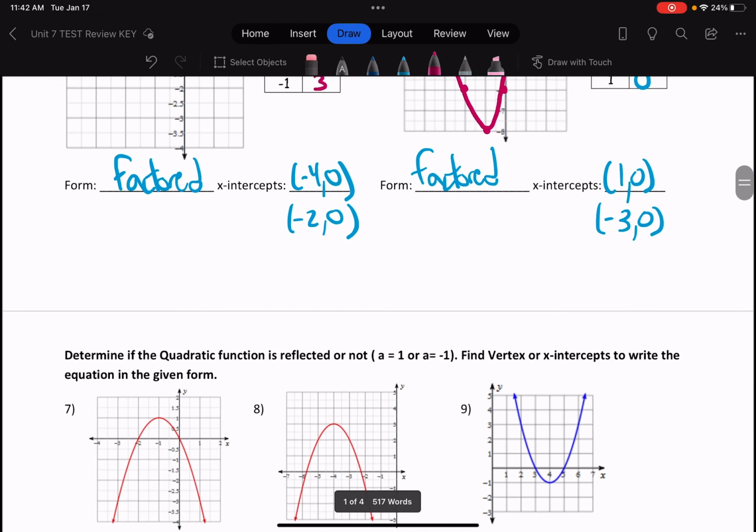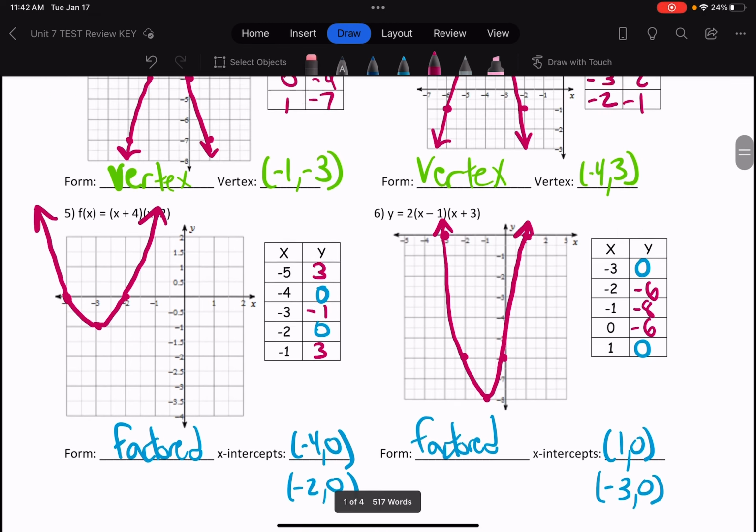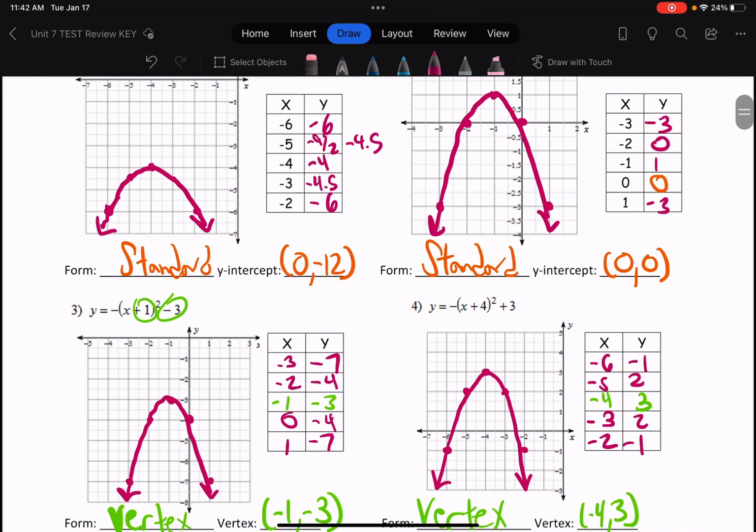Guys, that concludes the part where we're really going to talk about graphing from a table. In the next video, we're going to get into how we can tell what the function is and looking at some of the transformations.